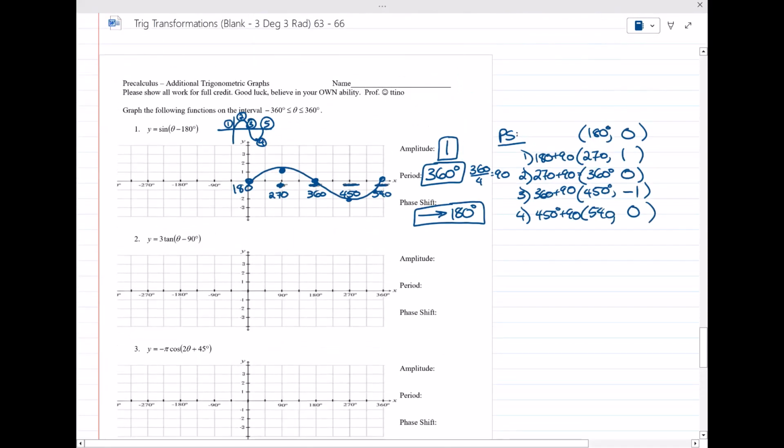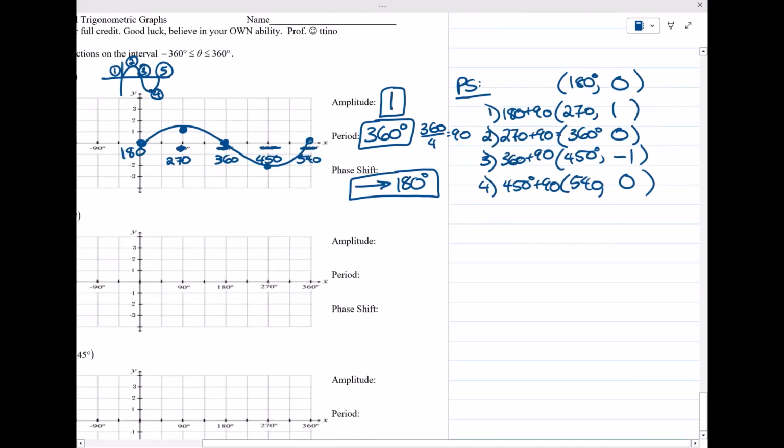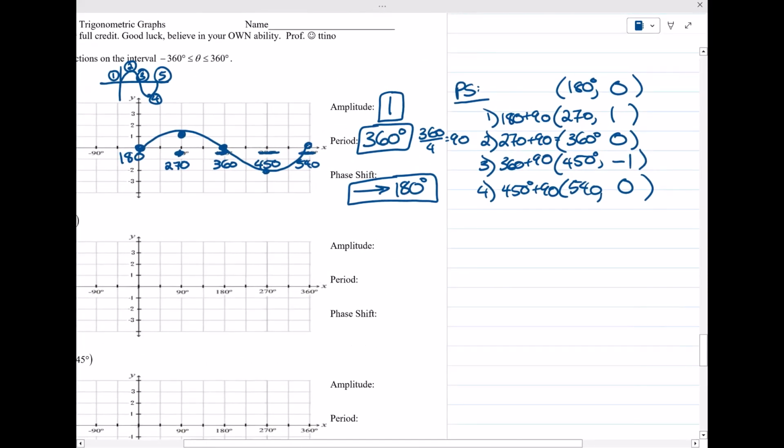Like stretching it vertically, like factors, that's the amplitude. You're welcome, Courtney, okay? All right. Anyone else have questions with this one? Let's do one with radians.